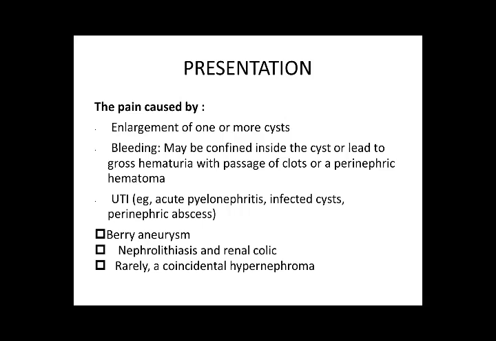Another is berry aneurysms. The berry aneurysm is formed in the circulation of the brain. The formation of an aneurysm may lead to a rupture of the aneurysm in the brain. The patient can present with a subarachnoid hemorrhage and intracerebral hemorrhage.